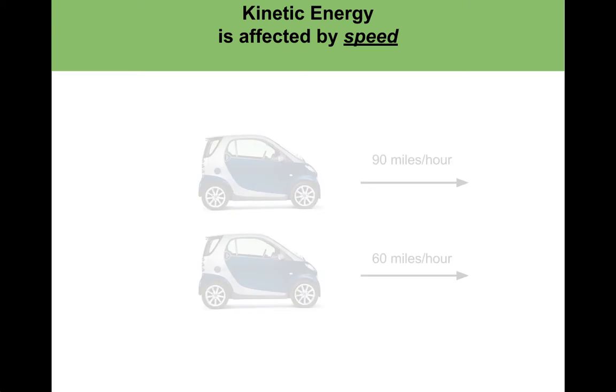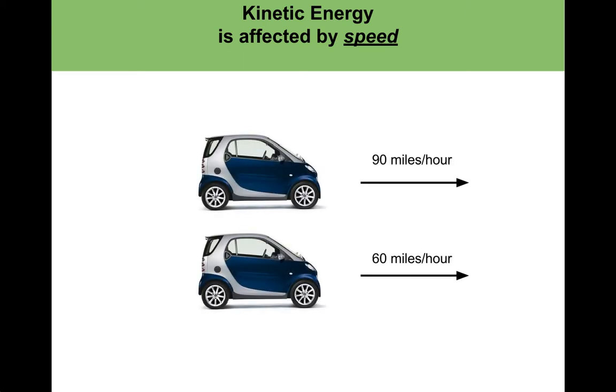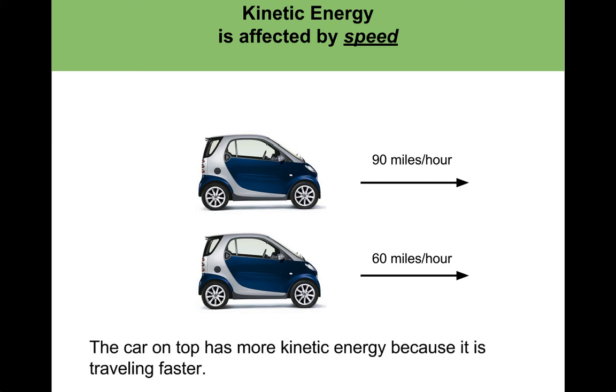So kinetic energy is affected by speed. Potential energy is affected by height. Kinetic energy is affected by speed. So if we have two cars, one car is traveling at 90 miles per hour, and the other car is traveling at 60 miles per hour. Okay, it's the exact same car. The car on top has more kinetic energy, so this car has more kinetic energy because it's traveling faster. So again, that is the most kinetic energy. That one's the least kinetic energy.